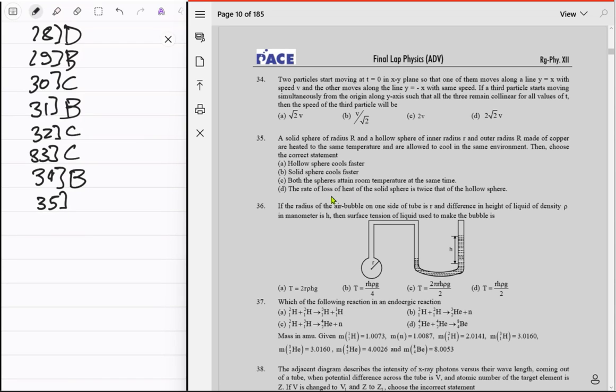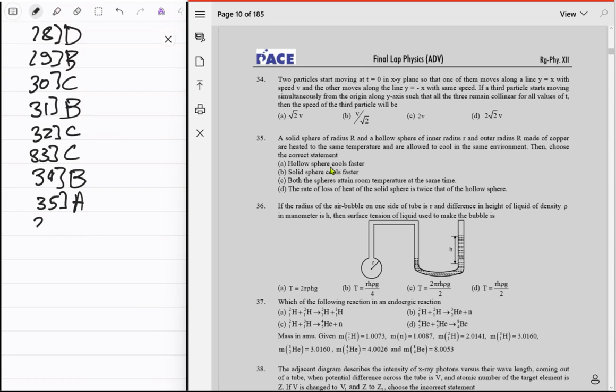The rate of loss of heat of the solid sphere is twice that of the hollow sphere. Twice for what? Q. A minute. Loss of heat, that is the same for both of them. I think cooling faster means the temperature change will be faster in that case, right? Okay, so yes, hollow sphere cools faster. So A is the answer.